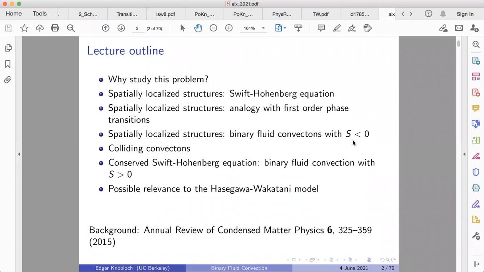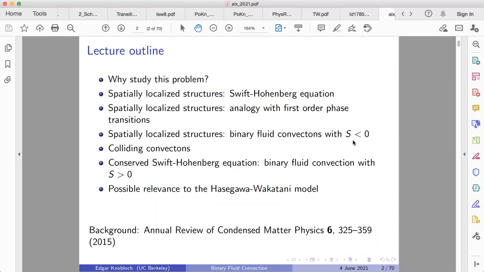I'm going to talk first about double diffusive convection with this parameter S, which is called the separation ratio, being negative. That's sometimes called the anomalous Soret effect. And that will give rise to a variety of structures, which I will describe, including localized states. And I'm particularly interested in those, and we'll see that the localized states can move, and therefore they can collide, and we'll talk a little bit about that.